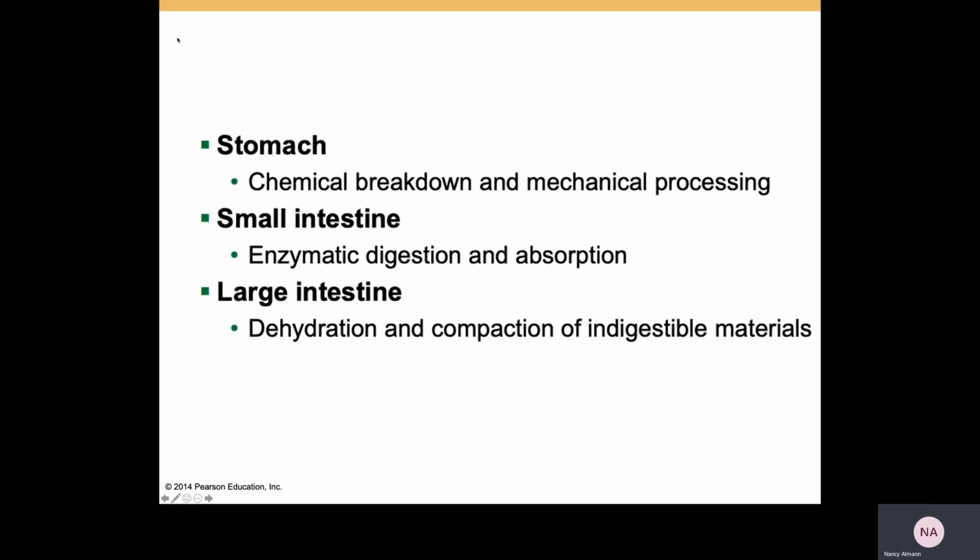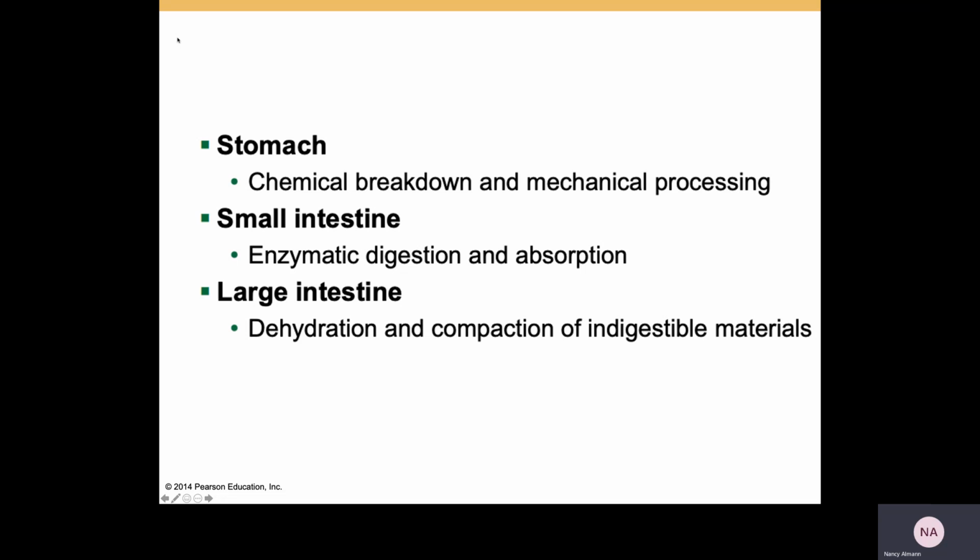The major function of the stomach is as a temporary storage tank for food. Let me repeat that. The major function of the stomach is as a temporary storage tank for food. Some chemical breakdown and some mechanical processing also occurs there, and there are several other very important functions of the stomach, but the major function is as a temporary storage tank for food.